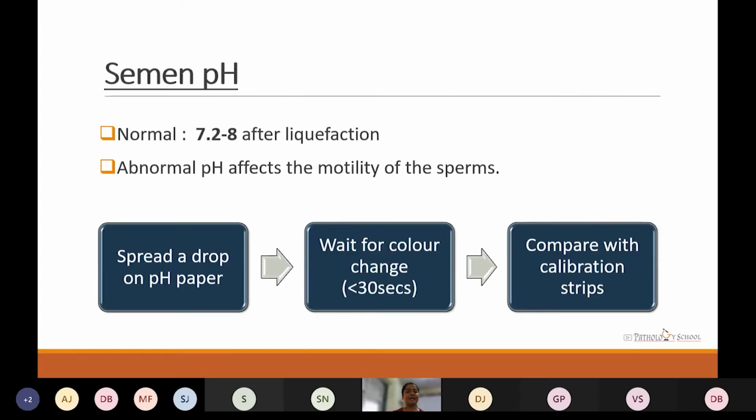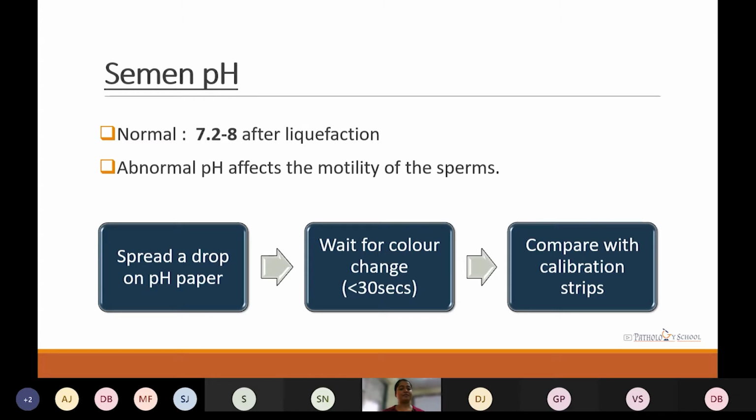Then we have the semen pH. Normally, the semen pH is 7.2 to 8 after liquefaction. Please note that the semen pH always needs to be monitored after the liquefaction, not before it. Why is it towards the alkaline side? Because, as I said earlier, it mainly comprises the secretions of the seminal vesicle, and the secretions of the seminal vesicle are alkaline in nature. Now, abnormal pH will, of course, affect the motility of the sperms.